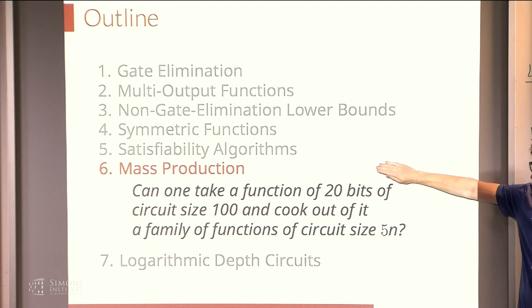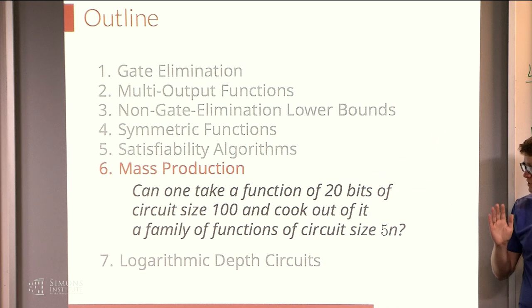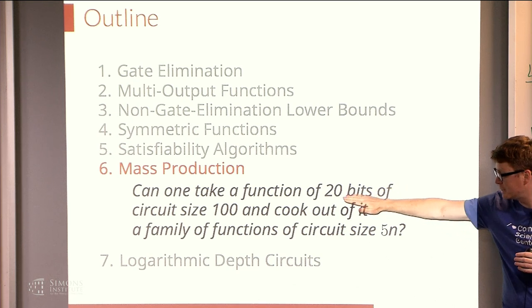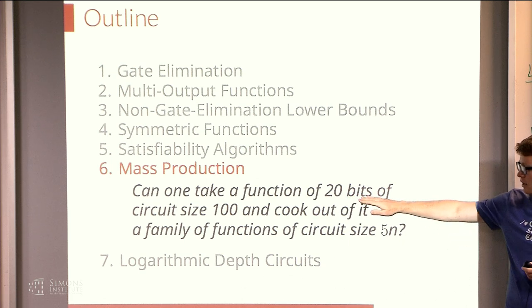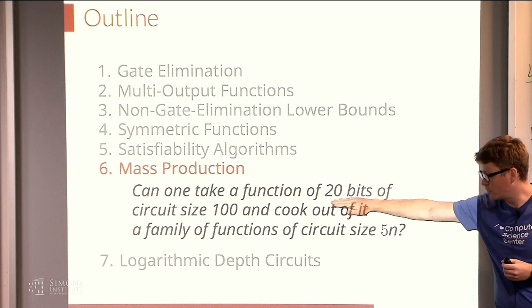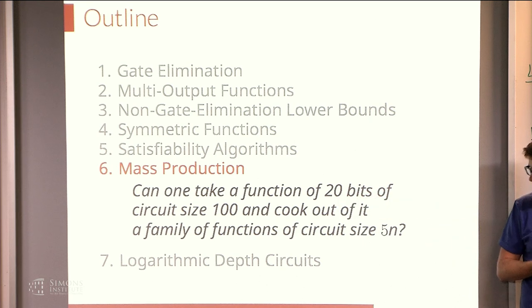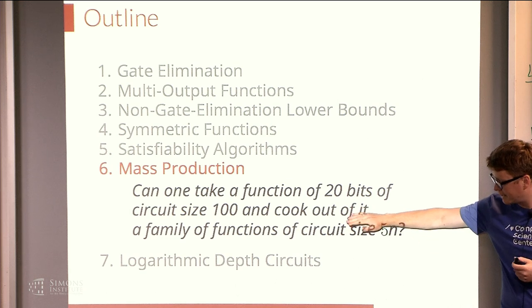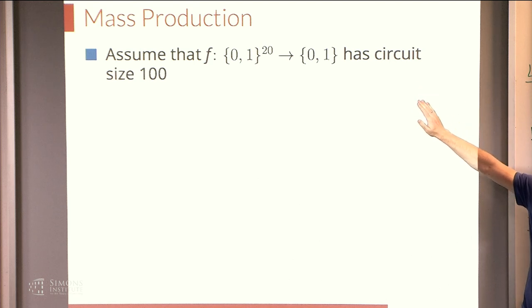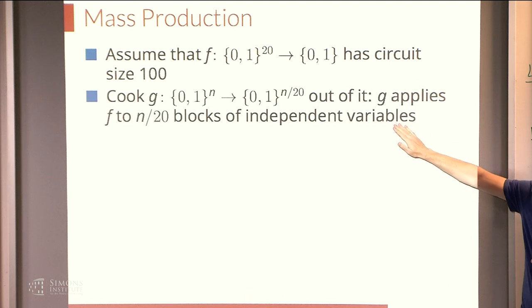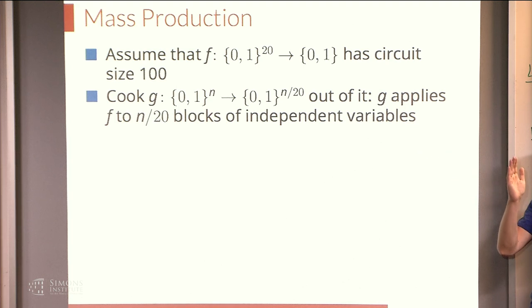Okay, so the next question. We do know that most of the functions require exponential circuit size. So what about the following approach? Let's take some sufficiently large constant, for example, 20. We do know that there is a function of 20 bits that requires circuits of size at least 100. So why not try to cook a family of functions out of this function? Let's fix such a function f, and let's define the function g as follows. We just split the input of size n into chunks of size 20, and for each of them we apply the function f.